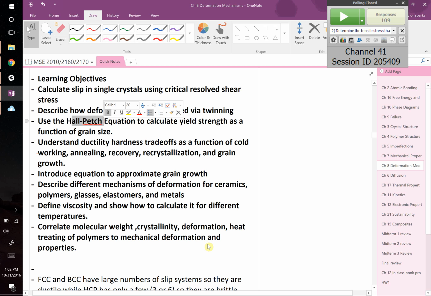It's one of these early fundamental materials science equations, and how we use it to calculate yield strength as a function of grain size. We'll talk about ductility and hardness. We'll actually calculate it. We'll introduce these important concepts of annealing, recovery, recrystallization, and grain growth.